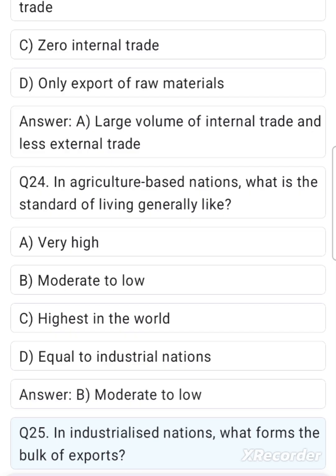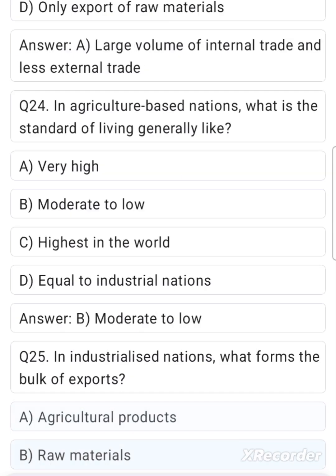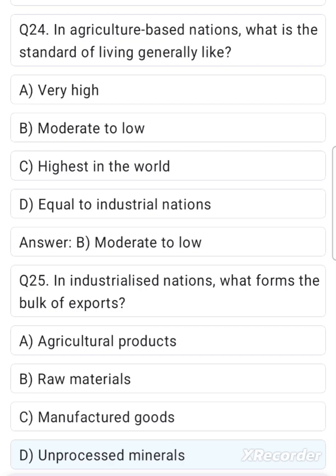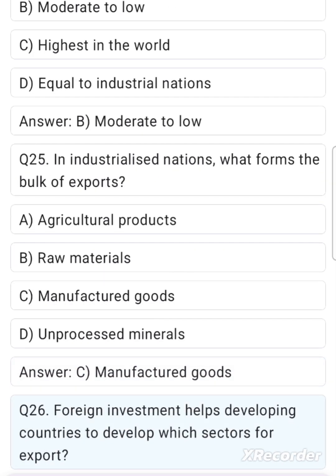Q25. In industrialized nations, what forms the bulk of exports? A. Agricultural products. B. Raw materials. C. Manufactured goods. D. Unprocessed minerals. Answer. C. Manufactured goods.